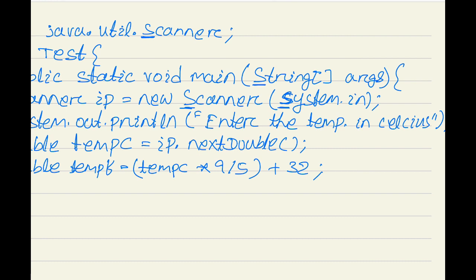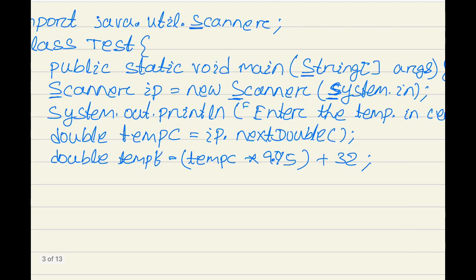But here one point I want to add. If we write 9/5, that means 9 is one integer, 5 is one integer, the result is also an integer. That means 9/5 becomes 1. But we need here 9/5 in real number. So for that we want to make any of the operands real. So I can write 9.0/5. That is going to produce the result in real value.